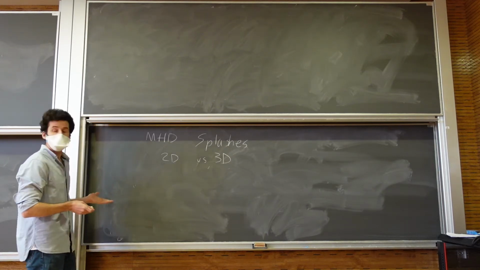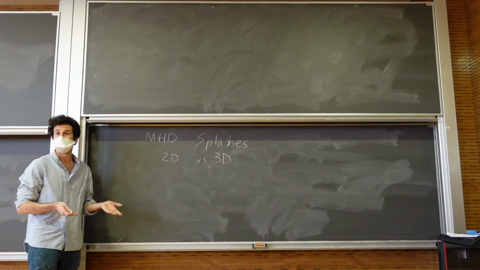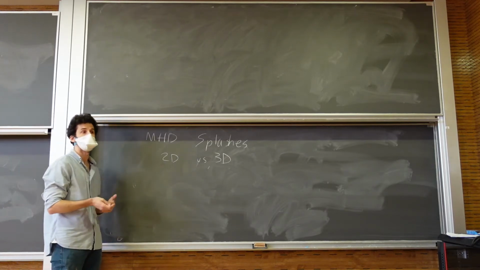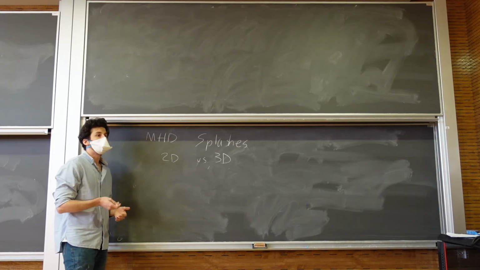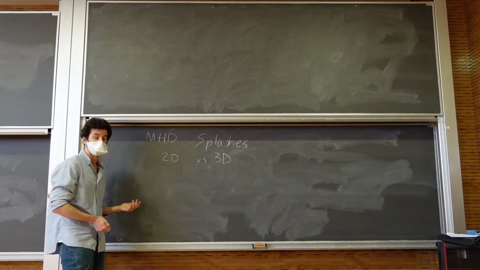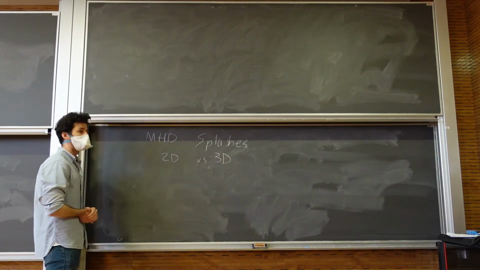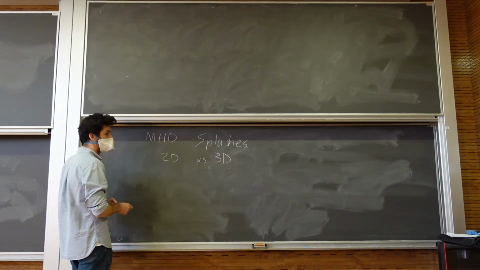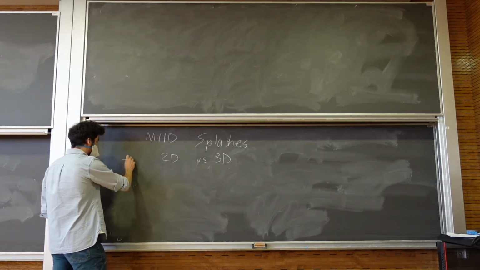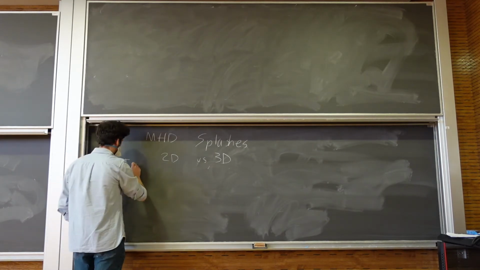So the MHD equations model a plasma, and you could consider many different versions of this problem. You could say, let's assume that the plasma is viscous, or you could say it's compressible or incompressible. And in this version, we're going to discuss the incompressible ideal MHD equations, and with a free boundary, of course.